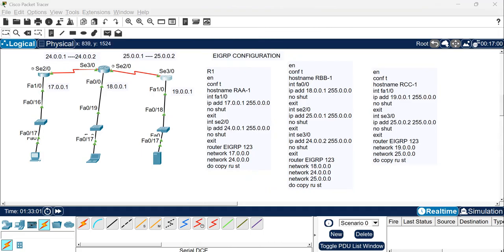Clear? Only thing is you are going to mention your autonomous system number, whether it should be same or different. Same. It should be the same in order to communicate. If it is different, it will never work. Clear, guys?